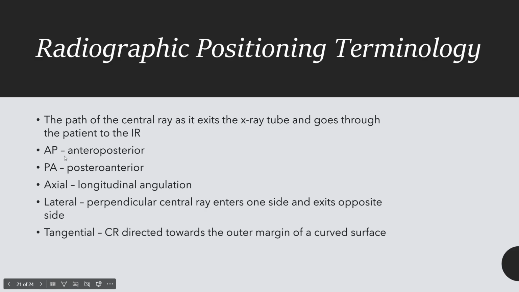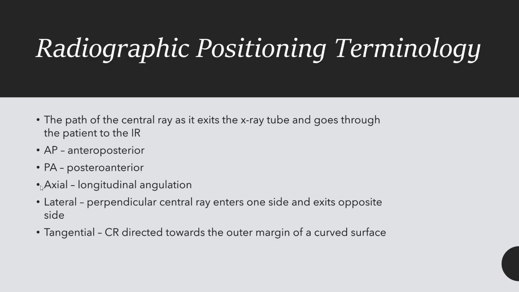Some X-rays you'll see are listed as AP, which is anteroposterior, meaning that the central ray is going to travel through the anterior part of the patient to the posterior part of the patient. And the opposite of that is PA, posteroanterior. So it's going to travel through the back of the patient first and then to the anterior part of the patient. So this is going to tell you, depending on what the doctor orders, what type of positioning you're going to do to the patient. Are they going to be facing the X-ray unit, or are they going to be facing away from the X-ray unit? That'll be important, especially this week when we talk about chest imaging.